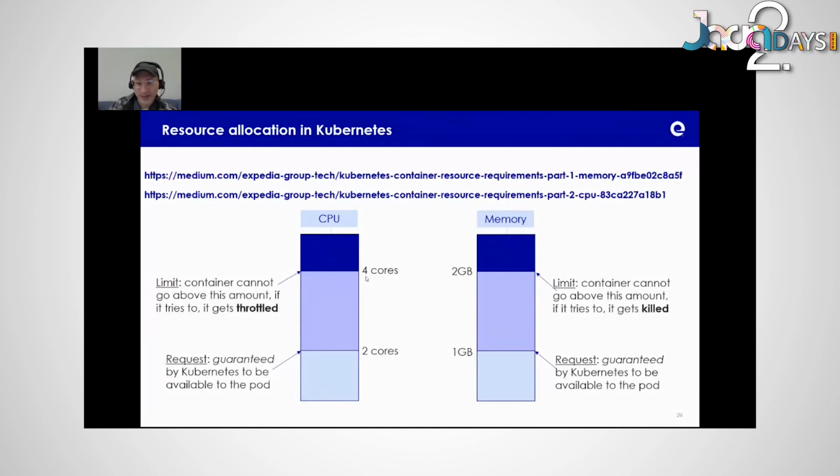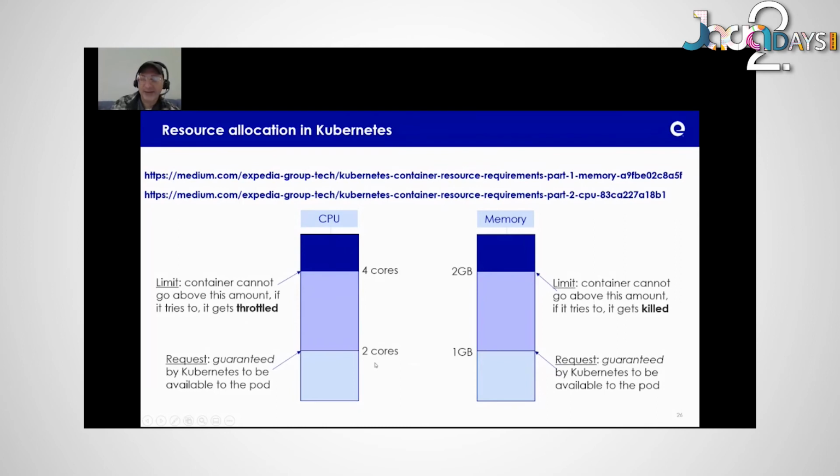And if you go back down to the requests here, if your request is 2 cores, then your JVM is guaranteed to have those 2 cores available to it. The limit is not guaranteed. So if your request is 2 cores and your limit is 4 cores, then you're guaranteed to have 2 cores available.